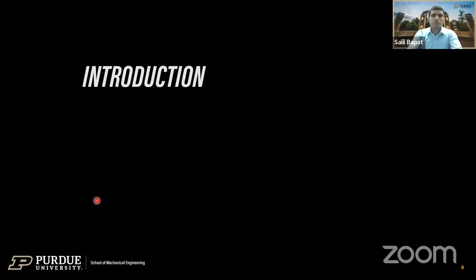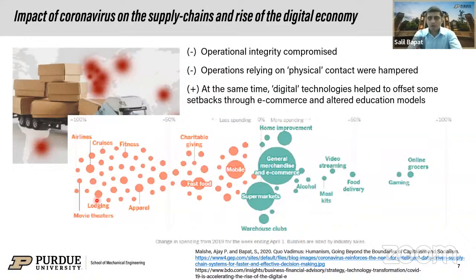Let's go into a brief introduction of convergent manufacturing. As you're familiar, over the last 2 years during the coronavirus pandemic, this was the impact of coronavirus on the supply chains and the economy in general, where operational integrity was compromised. Pretty much all the factories which were focused on physical contact, for example meat packing in the US, were hampered because people were just not there in person to work.